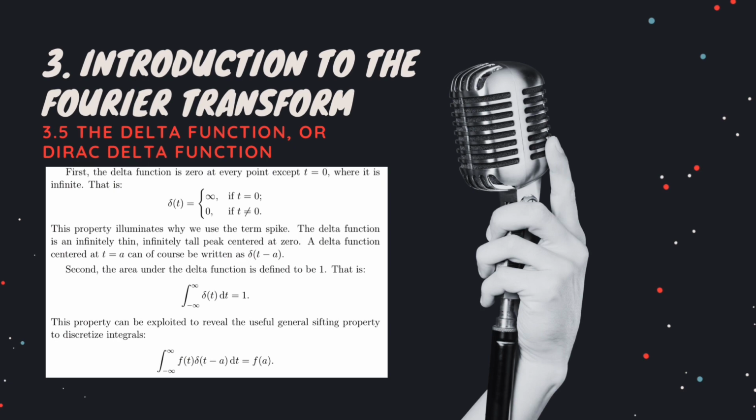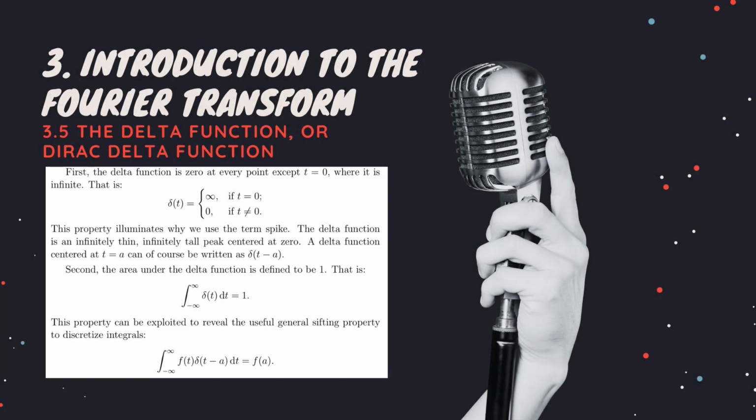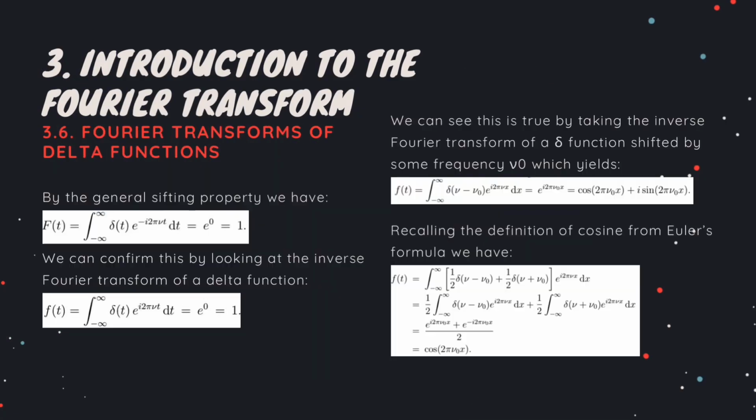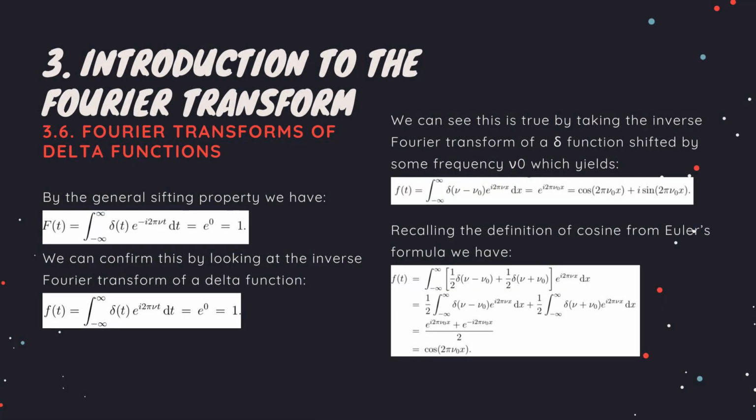Delta function, or Dirac delta function. First, the delta function is 0 at every point except t0. Second, the area under the delta function is defined to be 1. This property can be exploited to reveal the useful general shifting property to discretize integrals. So this is the method of the Fourier transform of the delta function. And lastly, we get the two equations on the right hand side.